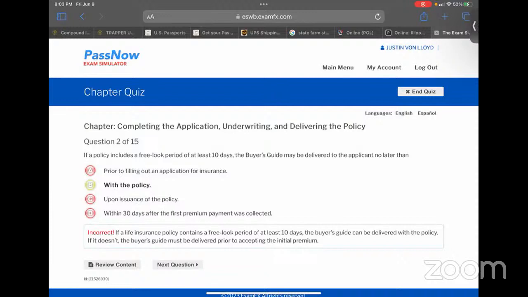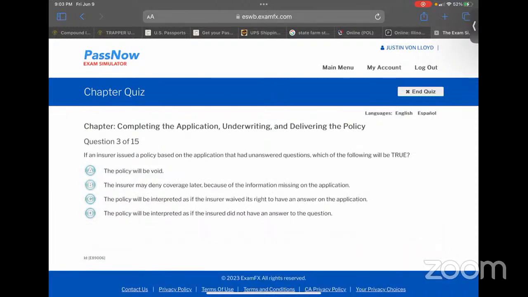All right, number 3. If an insurer issued a policy based on an application that had unanswered questions, which of the following will be true? A, the policy will be void. B, the insurer may decline coverage later because of the information missing on the application. C, the policy will be interpreted as if the insurer waived its rights to have an answer on the application. Or D, the policy will be interpreted as if the insurer did not have an answer to the question.